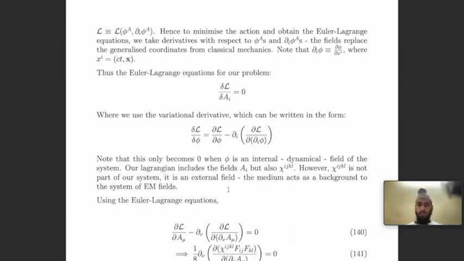Also, the second very important thing to note is that we are taking derivatives only with respect to the A_i's, the four potential fields, not the constitutive tensor fields, because the constitutive tensor fields are not part of our system. They are external fields because the medium is a background to our system of electromagnetic fields.